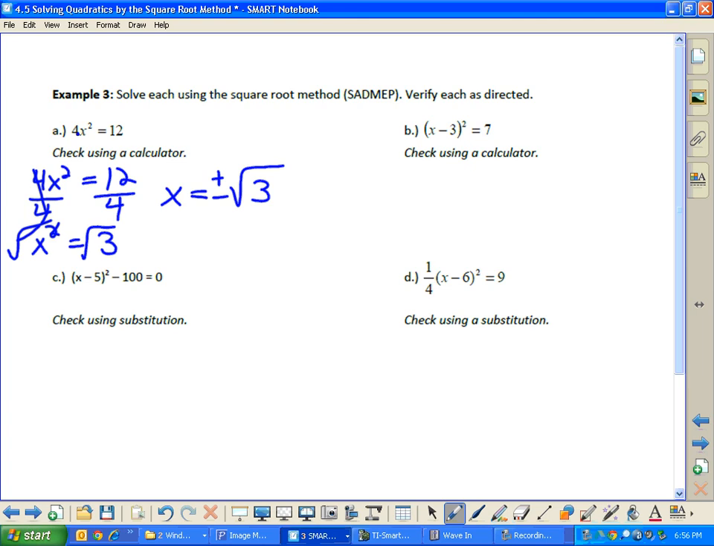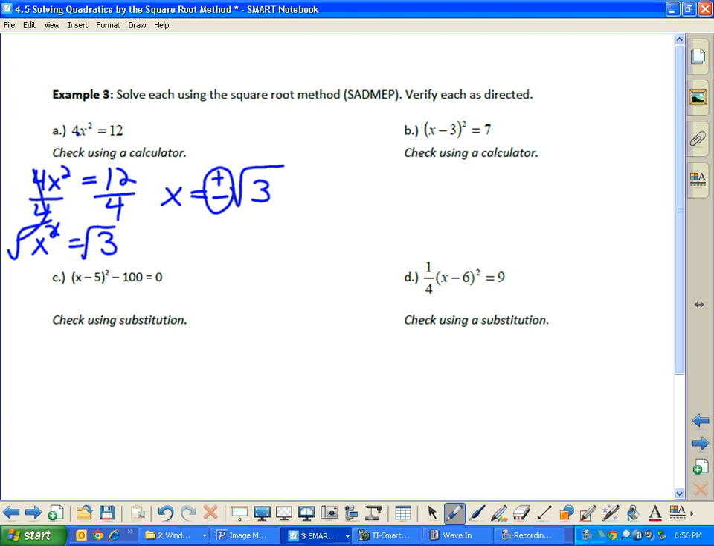And let me just talk briefly about why I have to include both. If I square the positive square root of 3, I get 3 back out. Because the square root of 3 times the square root of 3 is 3. If I square the negative square root of 3, that's negative root 3 times negative root 3. That's also positive 3. So you need to make sure that when you go to square root both sides, you include that plus or minus in your answer.